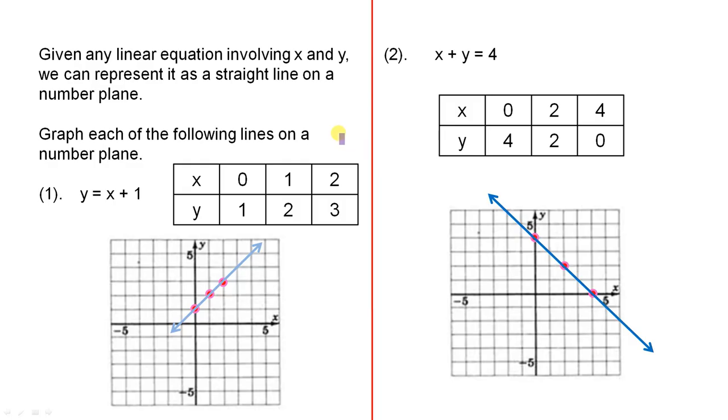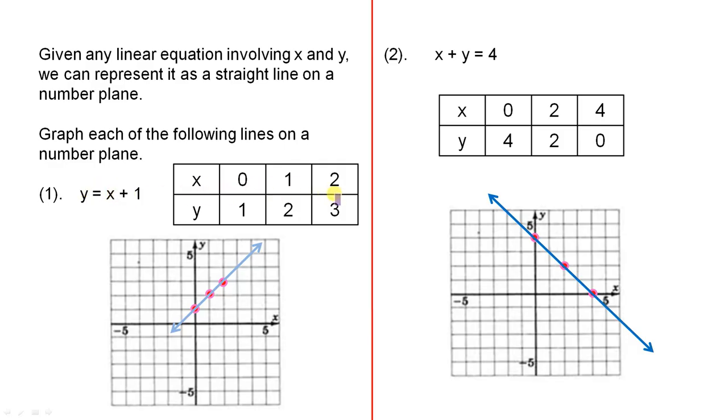Graph each of the following lines on a number plane. So the first equation is y equals x plus 1. Now x is a variable and y is a variable. X represents the x-axis and y represents the y-axis. So what we need to do is find some points that satisfy this line. That is, an x value and a y value that satisfy this equation.